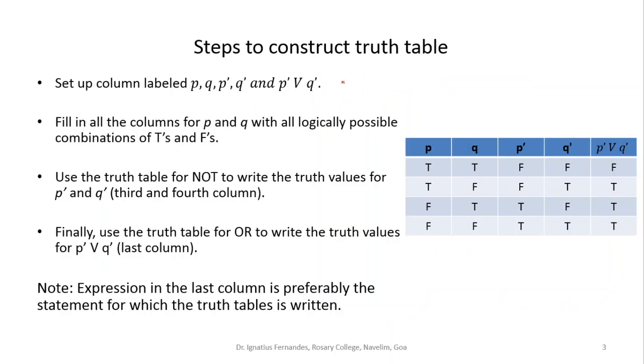So basically, the steps to construct a truth table: you first set up the columns, like how we did for P, Q, P bar, Q bar, and finally the statement that is under consideration. Then we write down the values for P and Q. Then we write down the truth table for not, the values for P bar and Q bar. And then finally we wrote down the truth values for P bar or Q bar. So in this example, this is how we break it down.